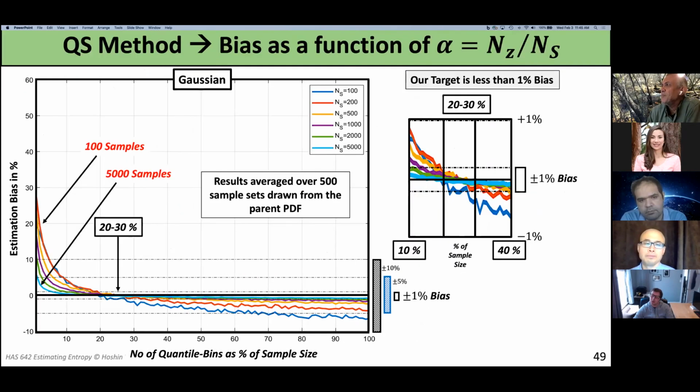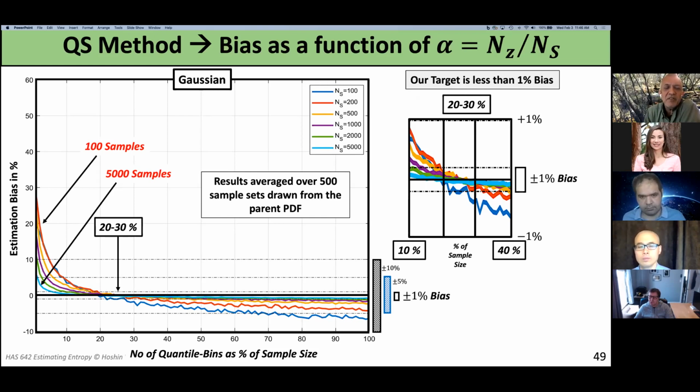Okay, so here's the punchline. Here's the results. We're plotting estimation bias on the y-axis, number of quantile bins as a percentage of sample size on the x-axis. This is the Gaussian distribution for different sample sizes, repeated 500 times and averaged. Each curve is the expected value. And the bias is positive in the beginning when you have small numbers of bins, as expected. And then it crosses 0 at some fraction, and then it becomes negative.